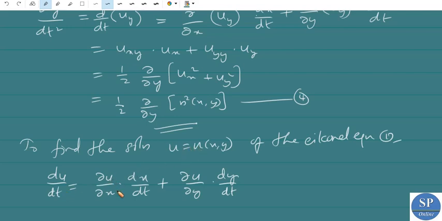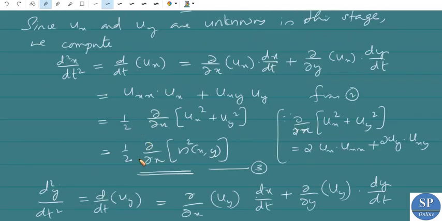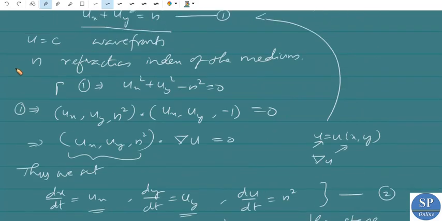So we have by chain rule, ∂u/∂x into dx/dt plus ∂u/∂y into dy/dt. Now we have ∂u/∂x is u_x, and dx/dt is also u_x, from the characteristic equation. We have dx/dt equal to u_x and dy/dt equal to u_y.